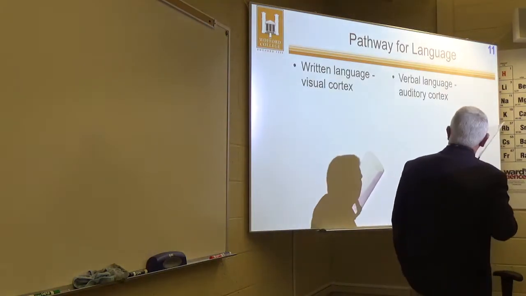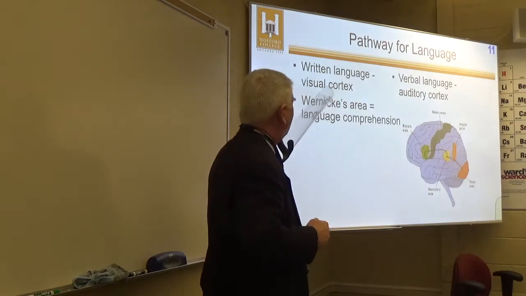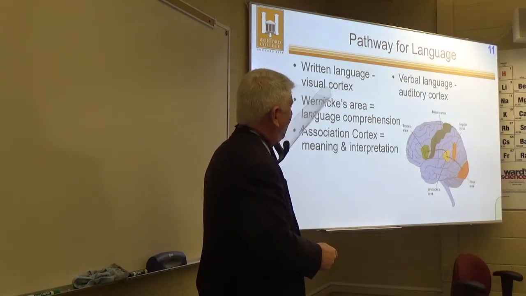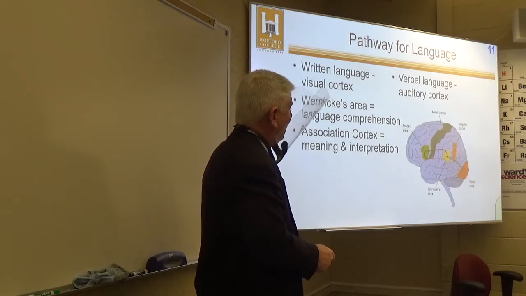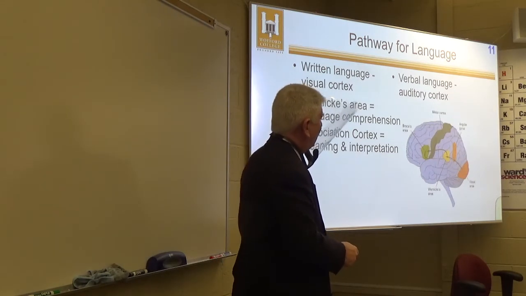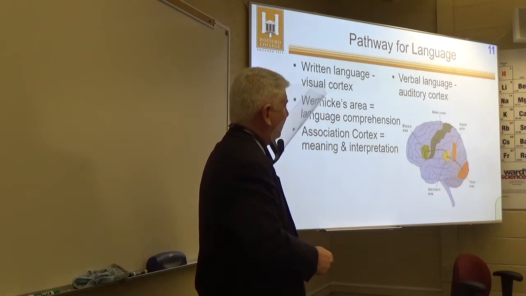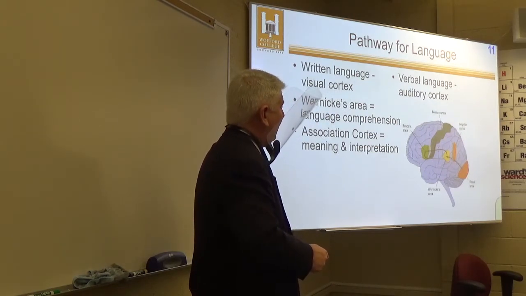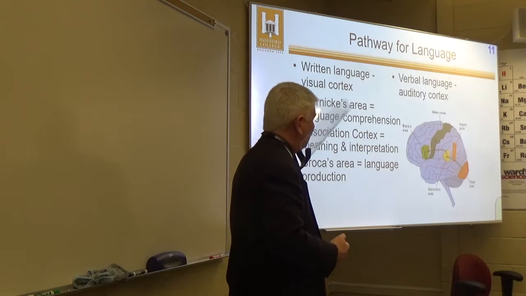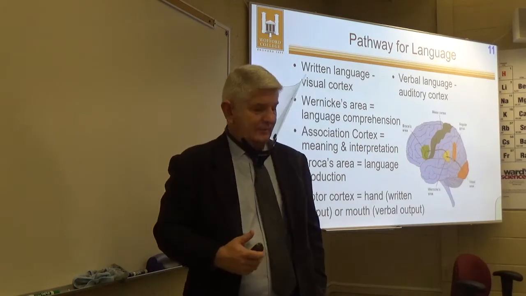All right. Oh, sorry, more on that. So here we have visual input coming in, activating in a similar way both Wernicke's area, association cortices for meaning, and then Broca's area, and then your output motor cortex.